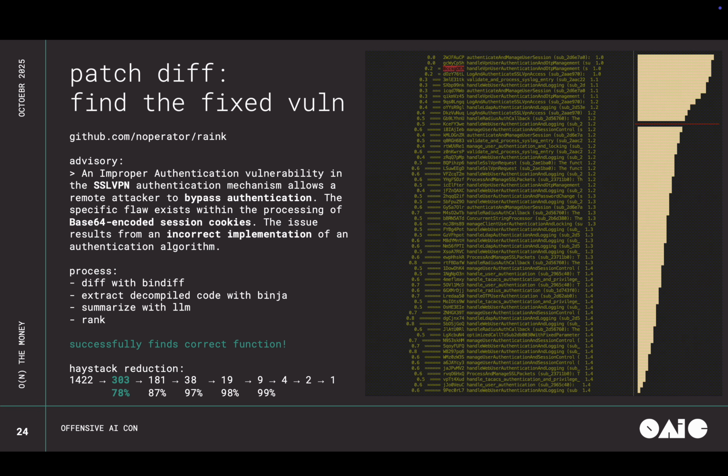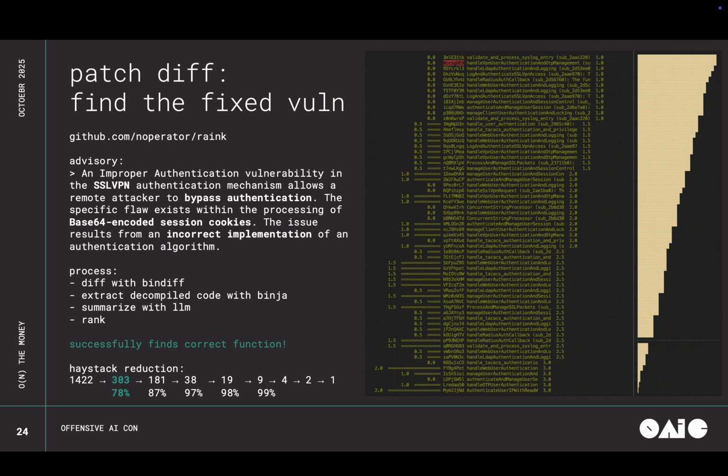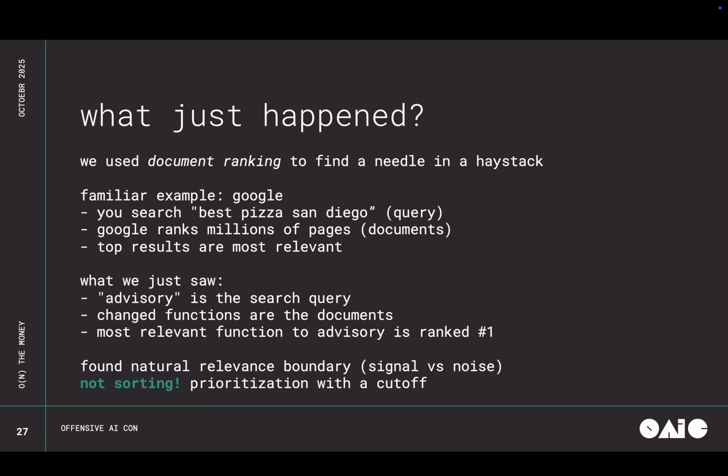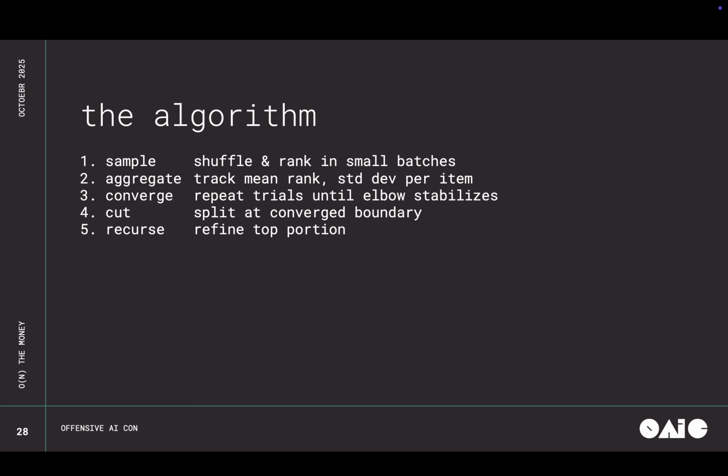This is using document ranking. It's just like doing a Google search, asking for the best pizza in San Diego, where your documents are all restaurants or web pages or whatever. But instead, our advisory is our search query. Our changed functions in this patch diff are the documents, and the most relevant ones go to the top. So we sample the data over and over. We find the items that most often rise to the top when they are relatively ranked in a small batch. And we collect all of those top performing items. We throw away the ones that aren't relevant. We double down on the ones that clearly have some signal. And we recurse and rank those.